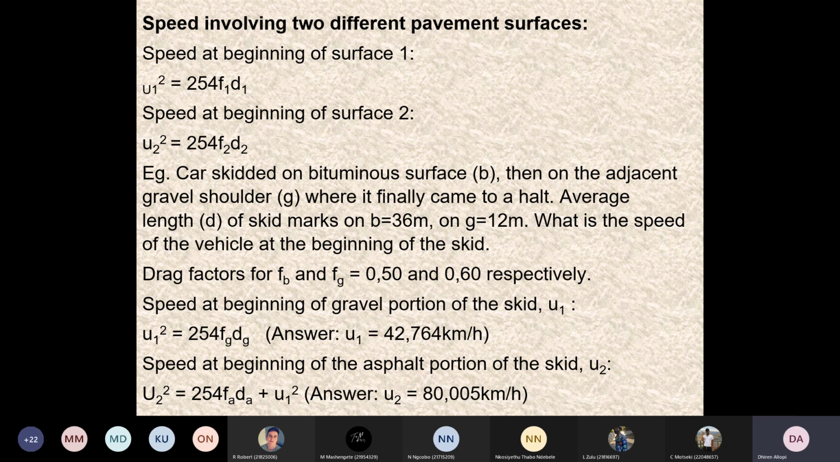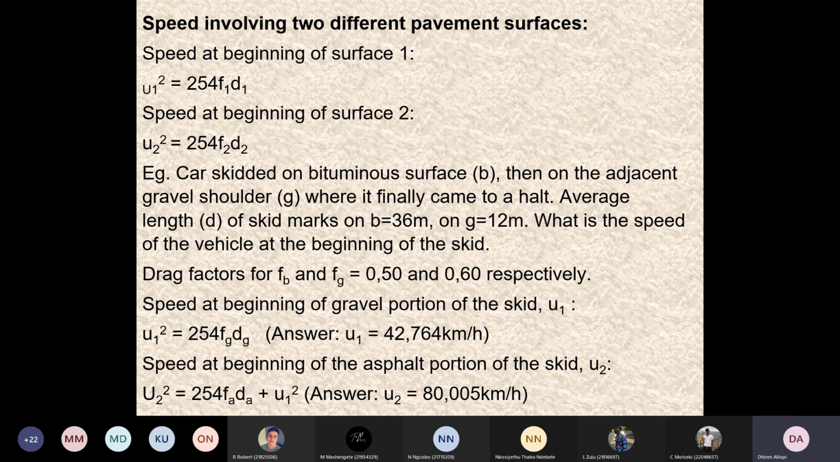And what are these d1s and d2s? You can refer to the example there. So you had a vehicle that skidded on a bituminous surface, and then an adjacent gravel surface, and finally came to a halt. The average length of the skid mark d on the bituminous surface was given as 36 meters, and then on the gravel surface 12 meters.